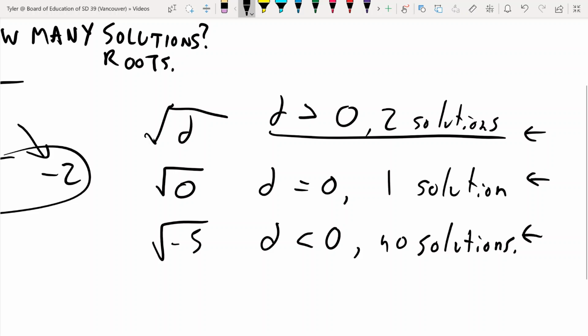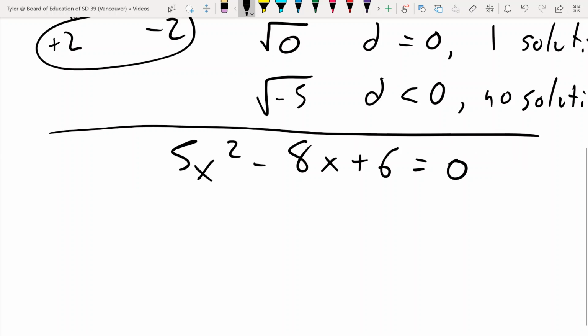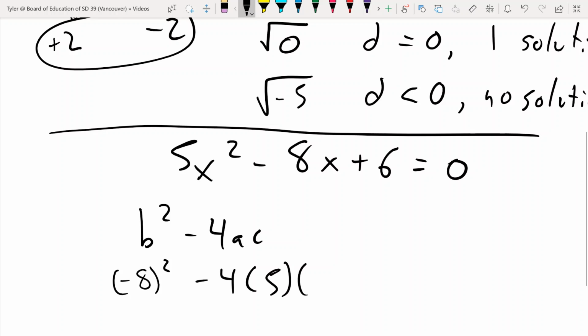Let's quickly look at one example. 5x squared minus 8x plus 6 equals 0. I want to find out how many solutions there are without doing the actual question. So I'm just going to look at the part that was under the radical, the discriminant, b squared minus 4ac. Let's sub the numbers in and see what we get. b squared is negative 8 squared, minus 4 times 5 times 6.